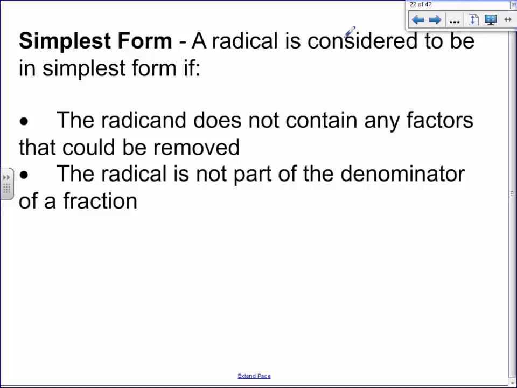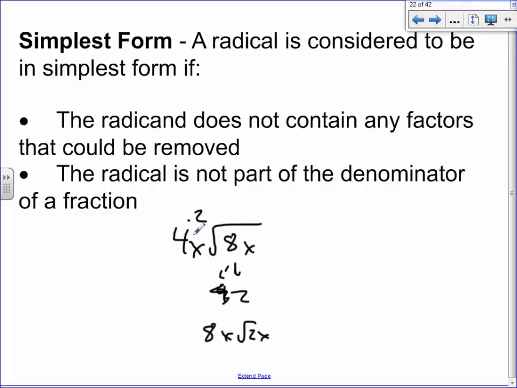A radical is considered to be simple if it does not contain any more factors that can be removed. If you leave something as, say, 4x root 8x, you're not done, because 8 has another 4 that you could work with. So you should keep going and take that 4 out and put a 2 out here and make it 8x root 2x. So if there's a number still inside that can be removed, not even just a number, even if the variable has enough of them to get removed, you have to do that.